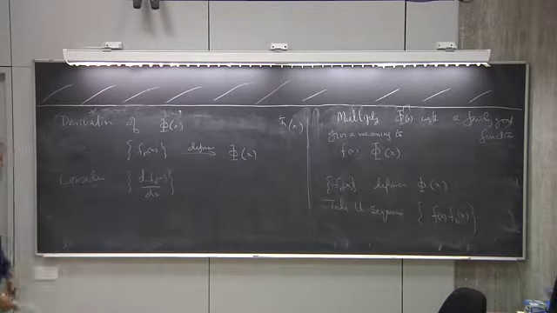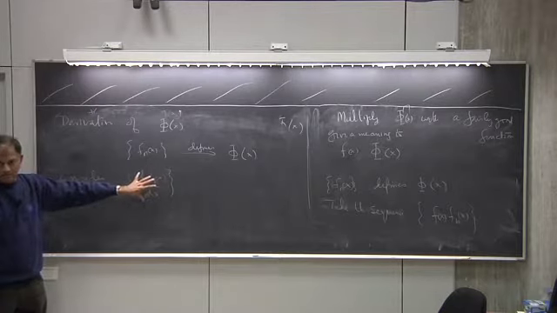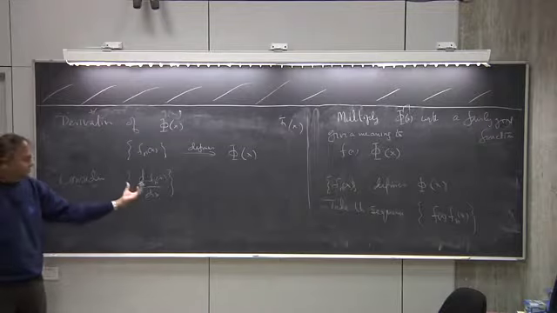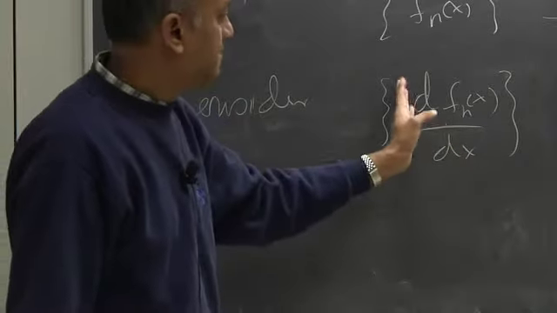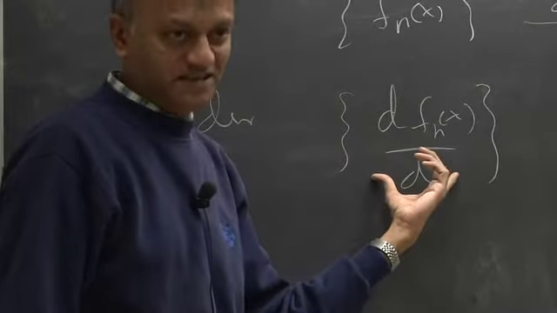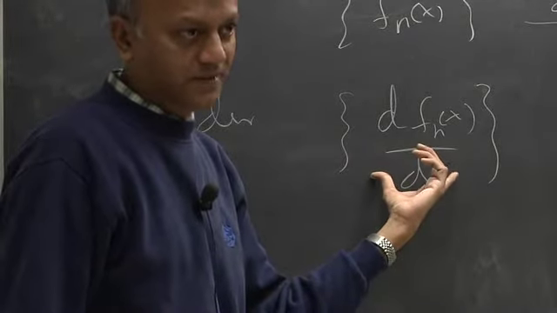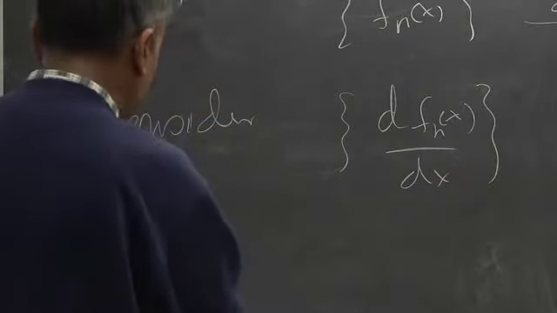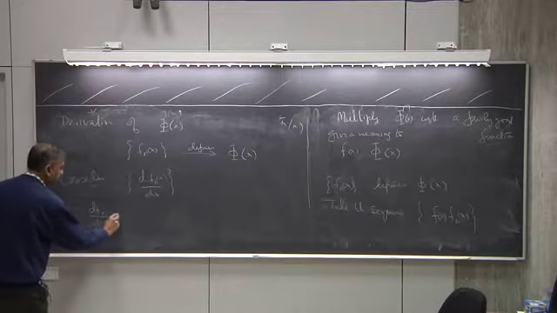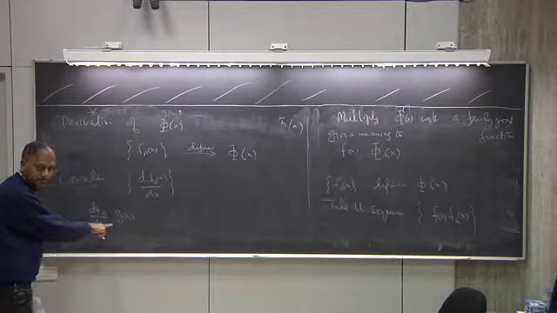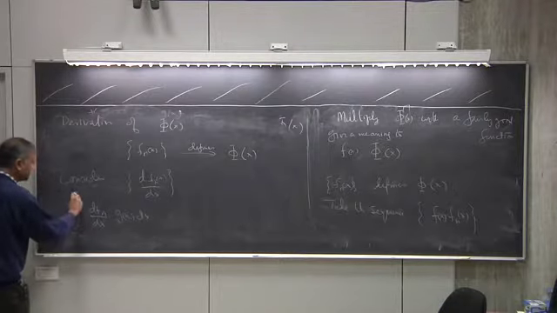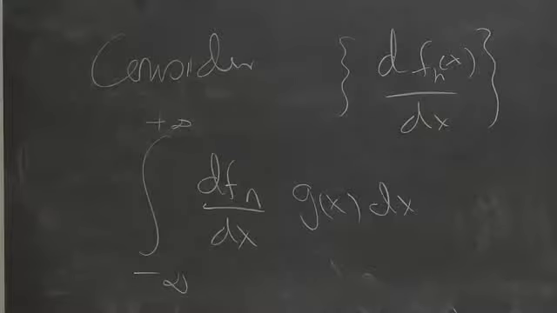This again is a good function, because as we saw, any derivative of a good function is again a good function. So now consider the sequence of these functions. Again you ask whether this converges to a generalized function. Let's try that. Let's check the integral of df_n(x)/dx times g(x), for any good function g, and ask whether this integral has a limit as n goes to infinity.